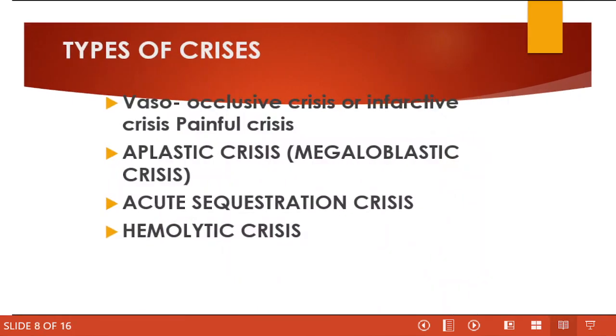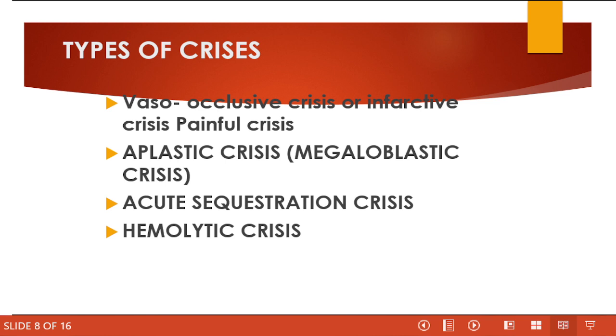Having looked at the predisposing factors, let us quickly go to the types of crisis. So we have 4 types of crisis. We have vaso-occlusive, aplastic, acute sequestration, and lastly, hemolytic crisis. So vaso-occlusive crisis is also known as infarctive crisis or painful crisis. This type of crisis occurs when occlusion of a blood vessel leads to disturbed circulation to vital organs, hence leading to loss of consciousness and leading to a crisis.